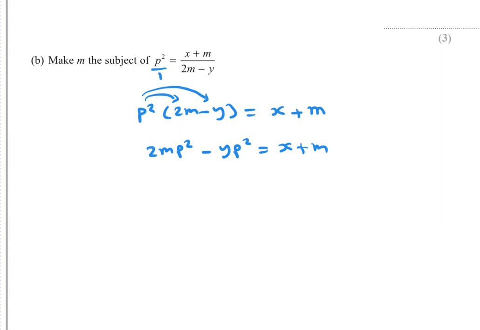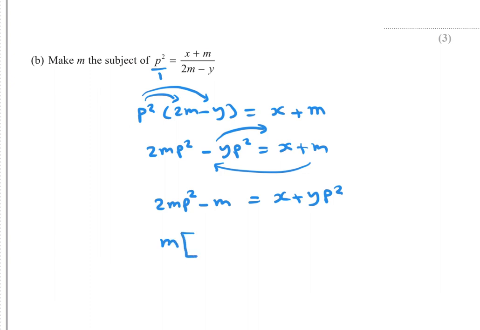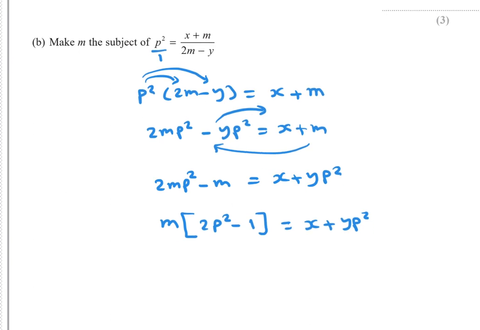Now put m on one side. So transpose m to the other side, so 2m b squared minus m. And transpose negative y b squared to the other side as positive, so x plus y b squared. Now take m common. You are left with m times (2b squared minus 1) equals x plus y b squared. So m equals (x plus y b squared) divided by (2b squared minus 1).